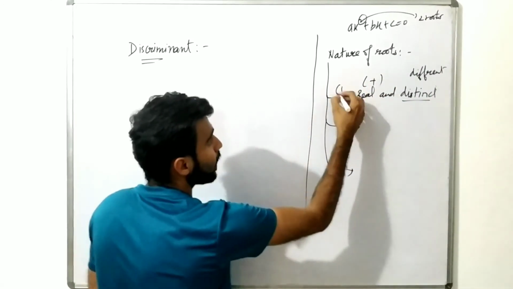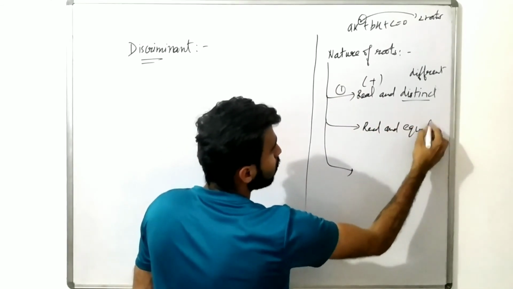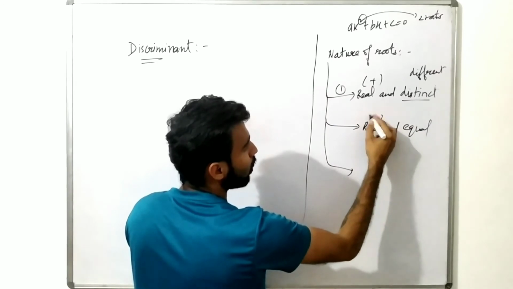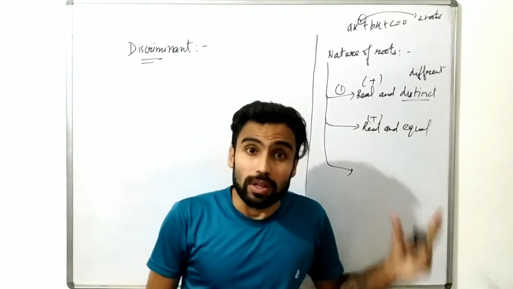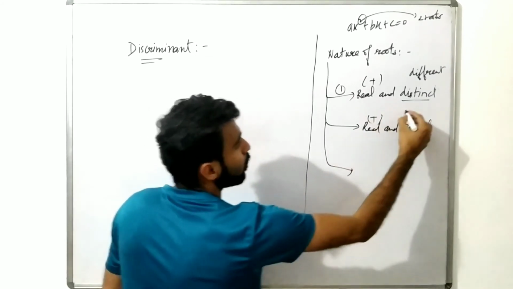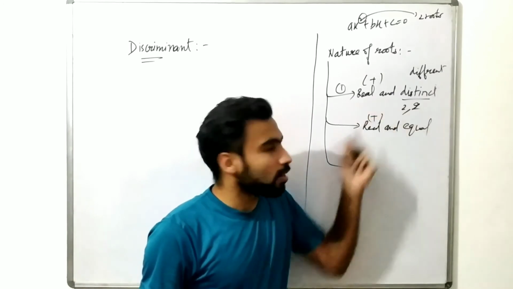And in the second case, these can be real and equal. So in this case, as you all know, real means positive, but equal means that both the roots are equal. So you can say you got 2 roots that are 2, 2. So both the roots are equal as well as real.